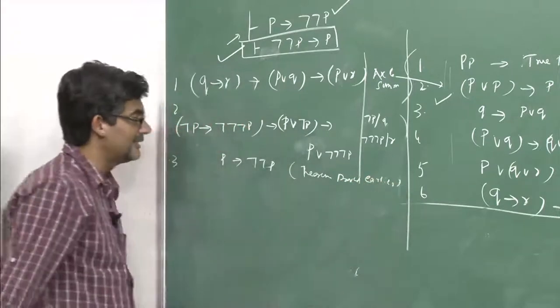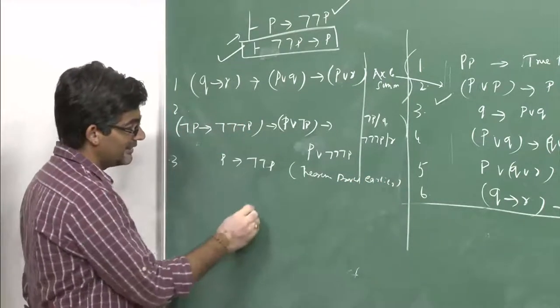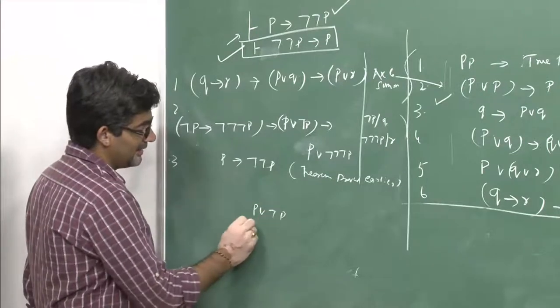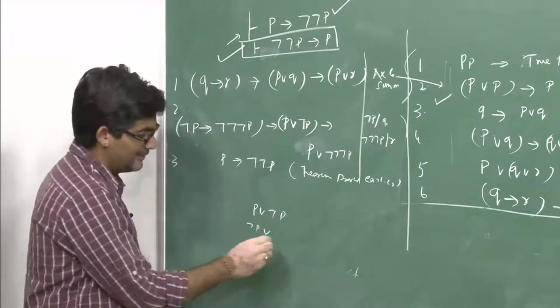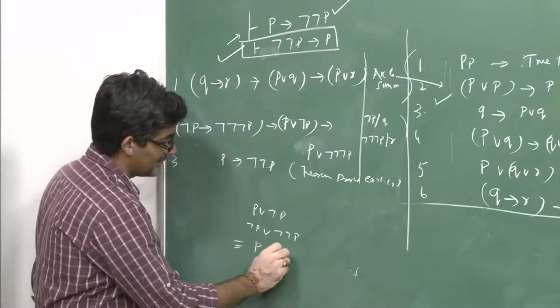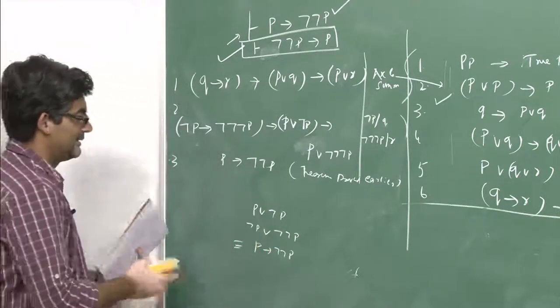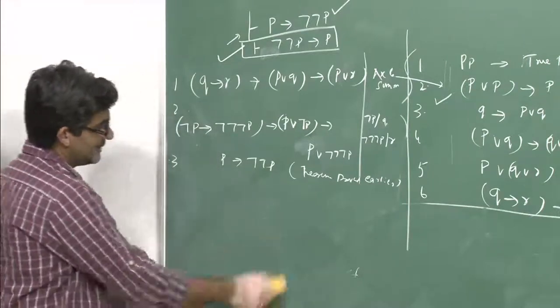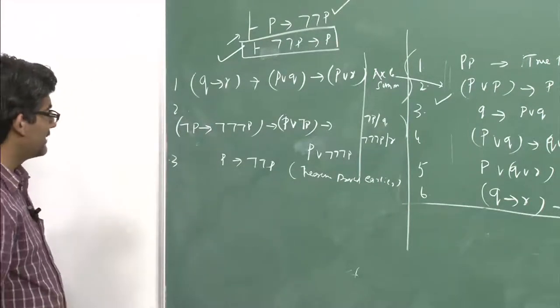Just now we have shown that this is the case. So how did you get this one? You have P R not P, and you substitute not P into this one, then this will become not not P. So then this is the same as P implies not not P. So in that way you proved this particular thing, making use of it.